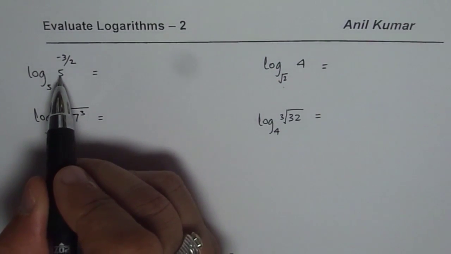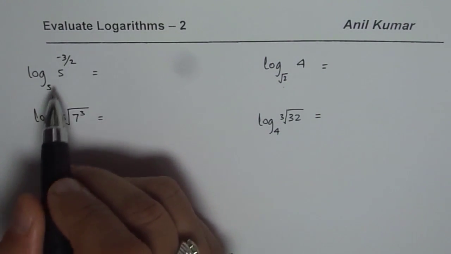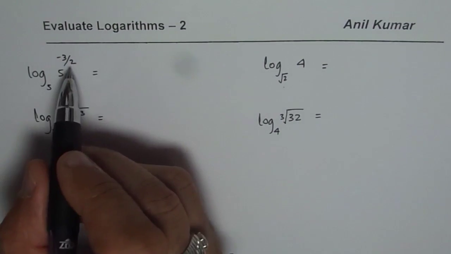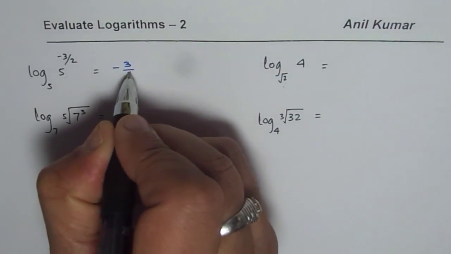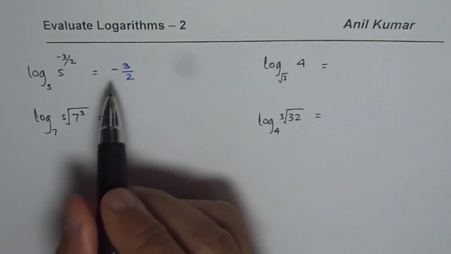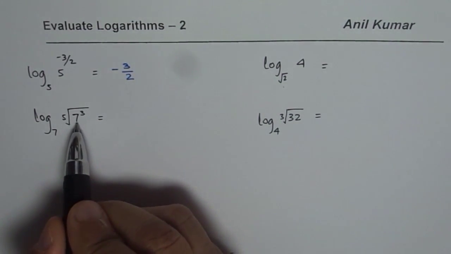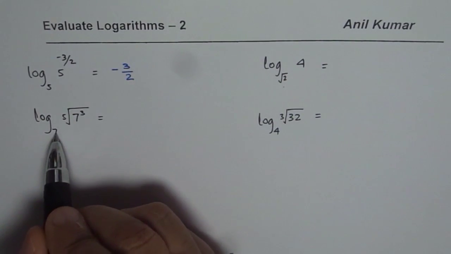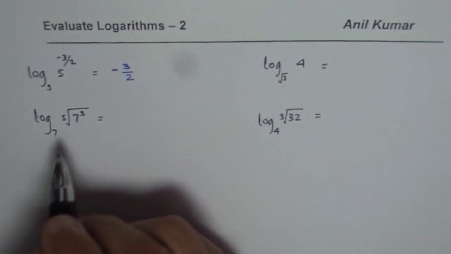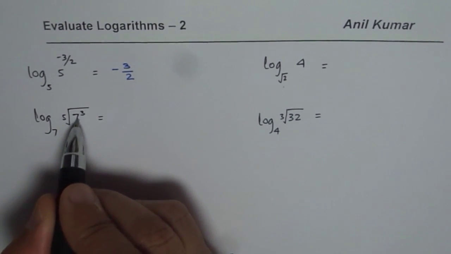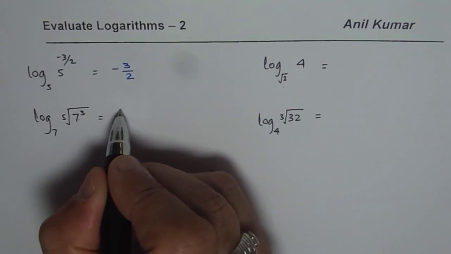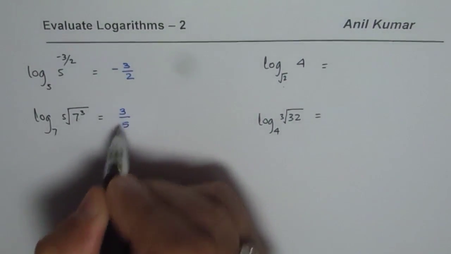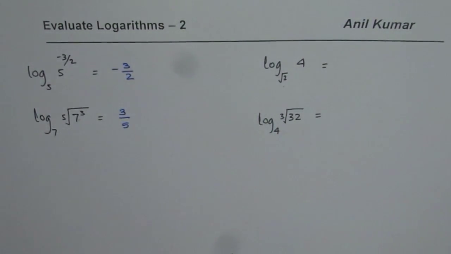And here we have 5 to the power of minus 3 over 2. That is relatively straightforward. Applying the laws, we know it should be minus 3 over 2. So you get the idea. The idea is we have to write this number with exponent and same base. If you have the same base, the exponent is your answer, right? So here we know 7 could be written as 3 over 5, so this answer is 3 over 5. You can read the solutions in such cases, correct?